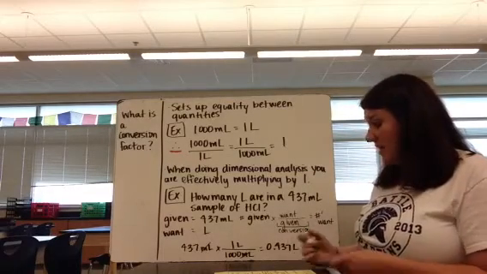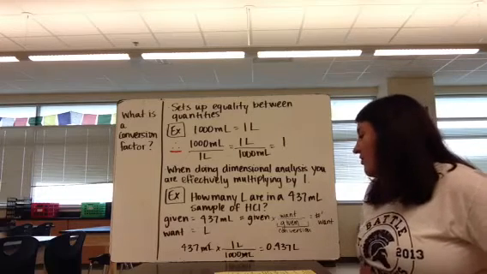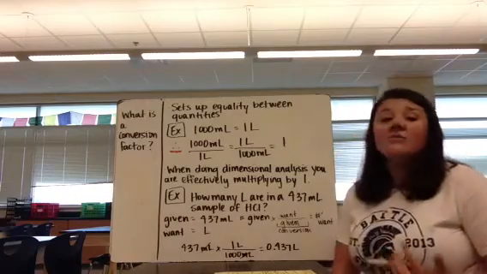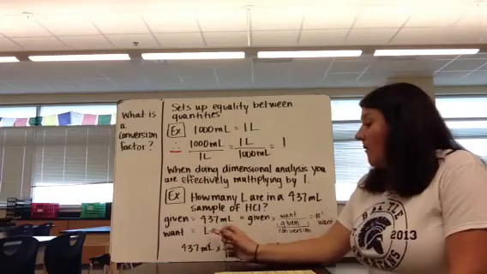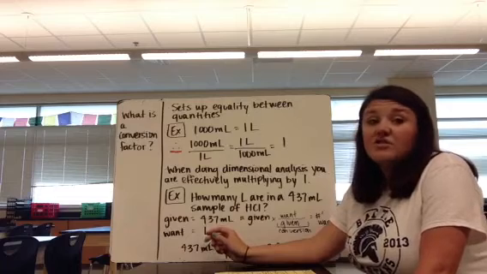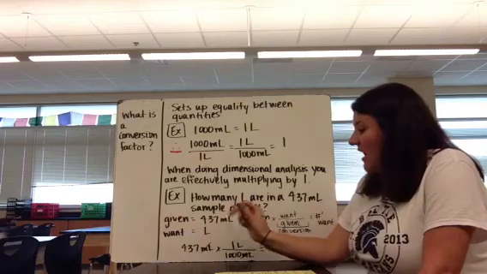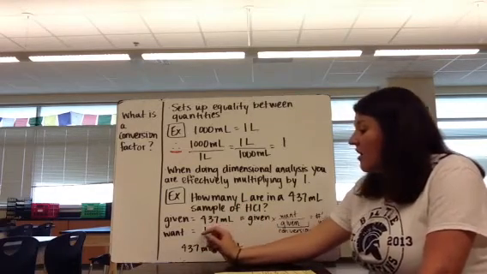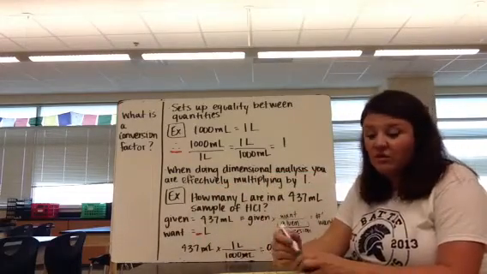Okay, so we're going to do an example here of how many liters are in a 437 milliliter sample of hydrochloric acid. Okay, so all dimensional analysis problems will turn into what is given. So you're going to have a number and a unit there. And then what unit do you want to find? So you will be given a number and a unit, you will be told what unit you want to find, and you have to basically find a number associated with the new unit.